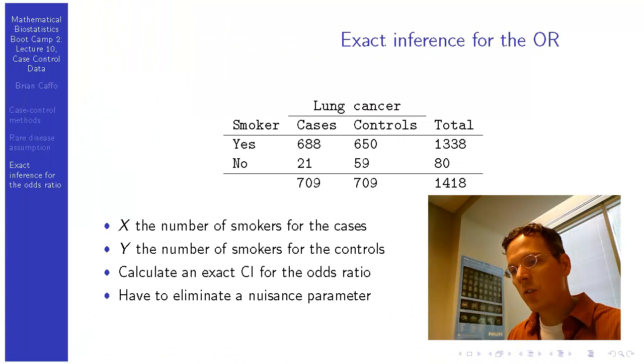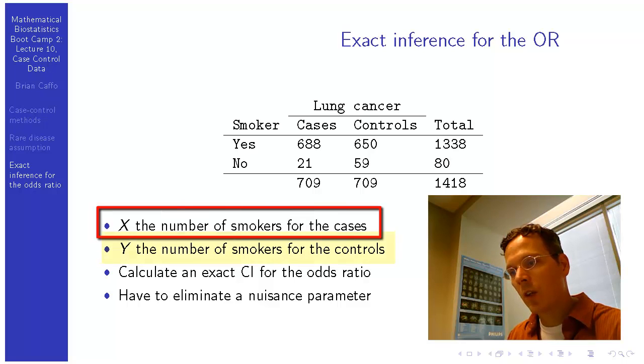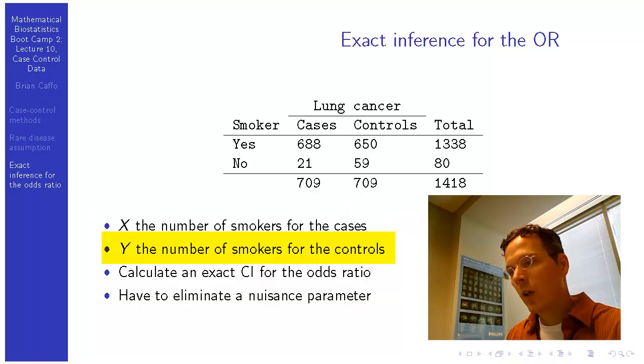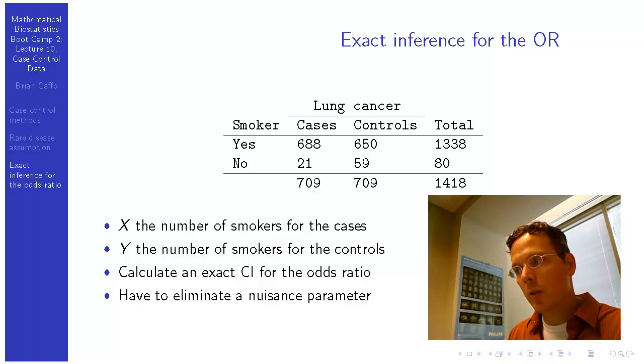Okay, so let's talk about exact inference for the odds ratio. This is the last thing I'll talk about in this lecture. Let's let X be the number of smokers for the cases and Y be the number of smokers for the controls. And remember, in this case, X and Y are the random numbers because we're thinking about case control sampling. The margins are fixed, and we're going to assume that both of them are, say, binomial.